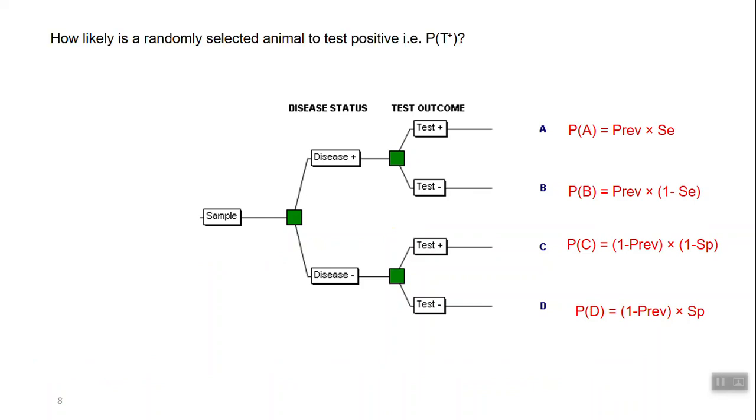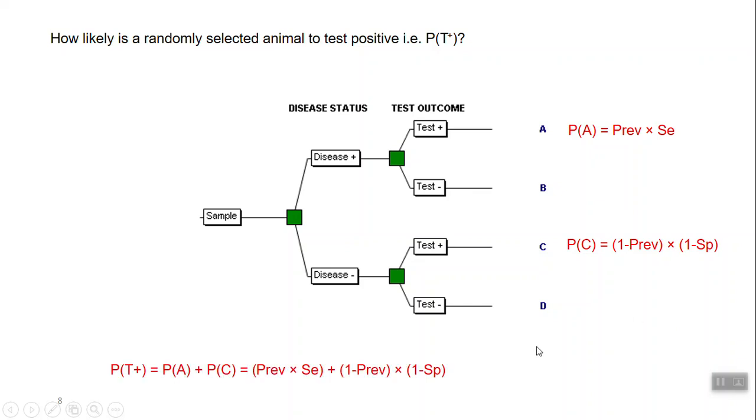And so I can use that information to work out how likely is a randomly selected animal to test positive. Now there are 2 branches in this tree that will give me a test positive, and that is the diseased animal testing positive or a disease negative animal testing positive. So because it could be this or this, I'm going to say that the probability of testing positive is the probability of A plus the probability of C. So that's prevalence multiplied by sensitivity plus 1 minus the prevalence multiplied by 1 minus the specificity.